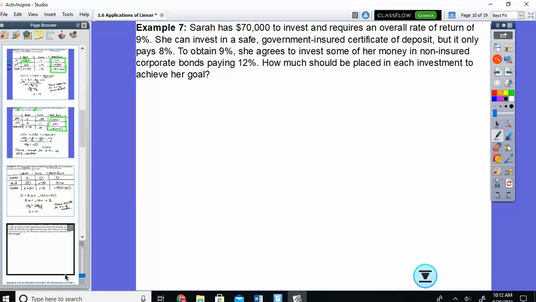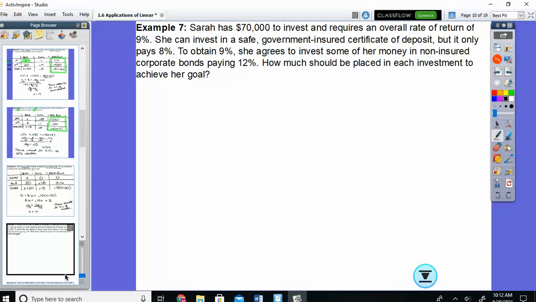So you guys did problems like this in Algebra 2, but you usually did systems of equations with it, and that works just fine. I just wanted to take a problem that you've done before and show you how to use the tables to solve this and help organize your information. So just giving you another option.